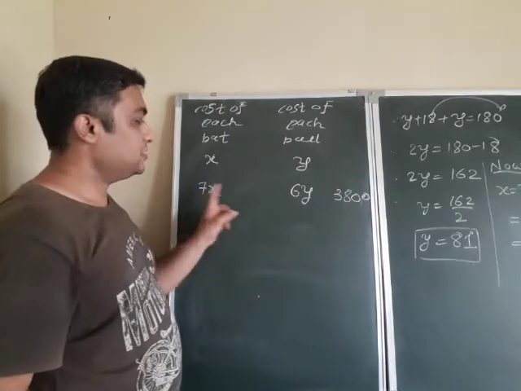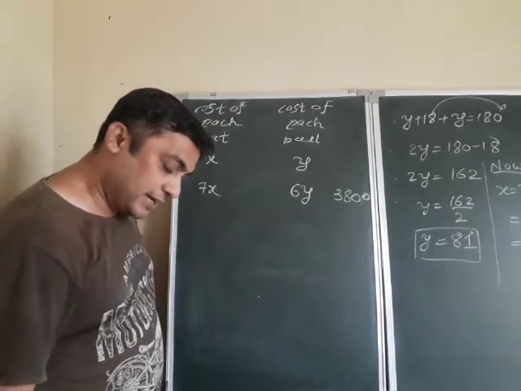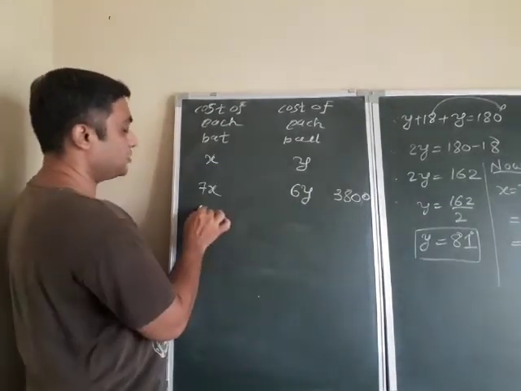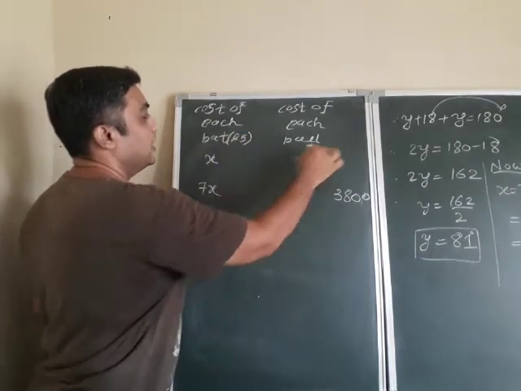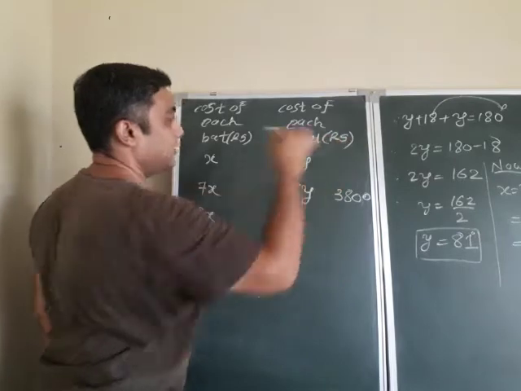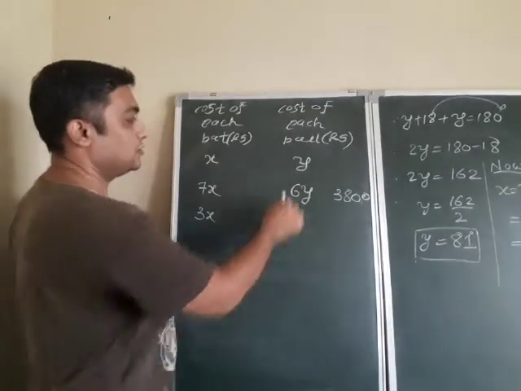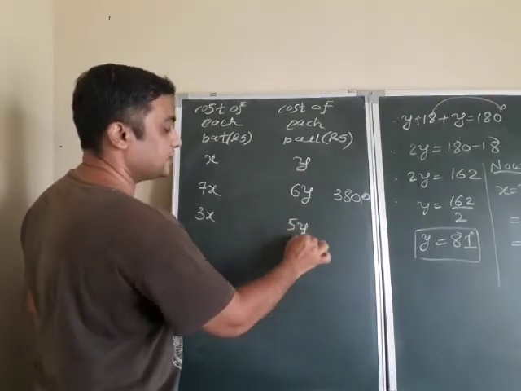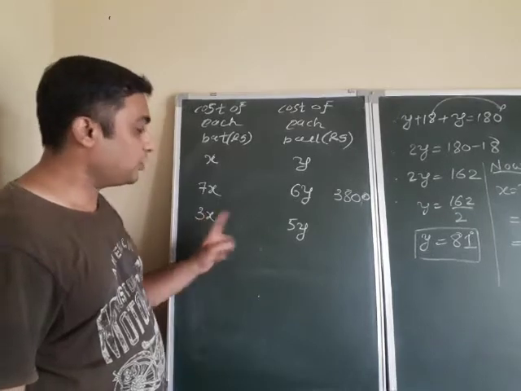Fine. So this plus this is equal to 3800 rupees. Equation number 1. Later she buys 3 bats. 3 bats cost 3x rupees. This is in rupees and this is also in rupees, Indian currency. So later she buys 3 bats and 5 balls. Cost of 5 balls is 5y rupees, and she spends 1750 rupees for the second buy.